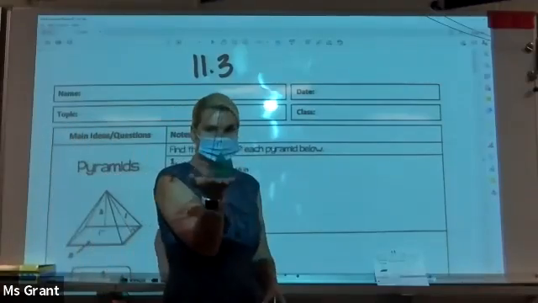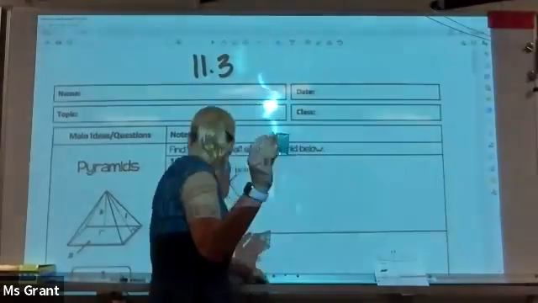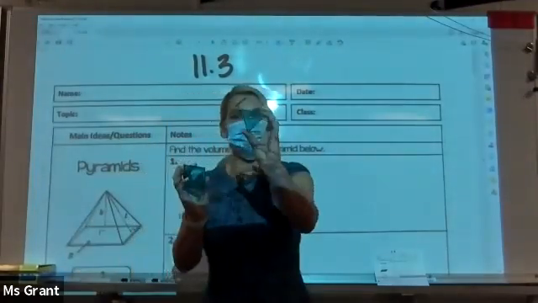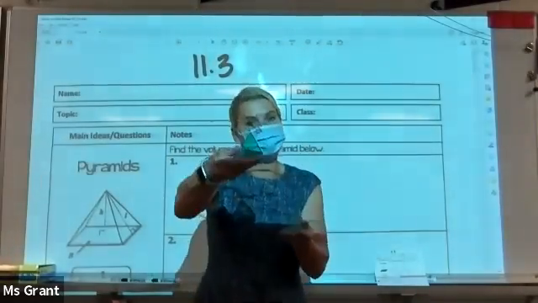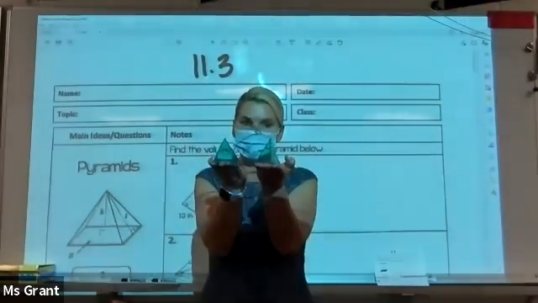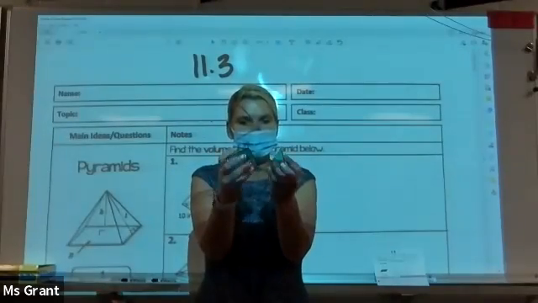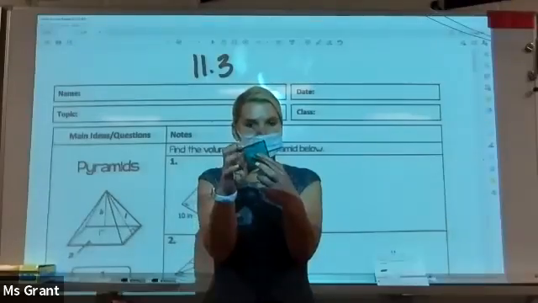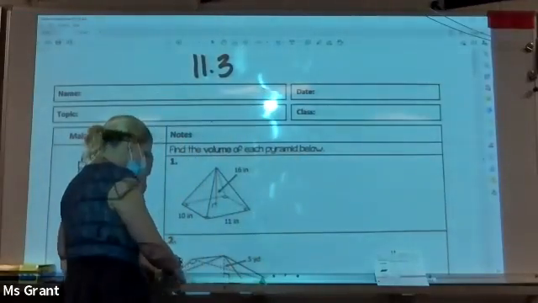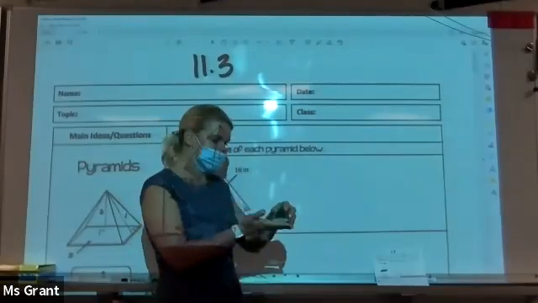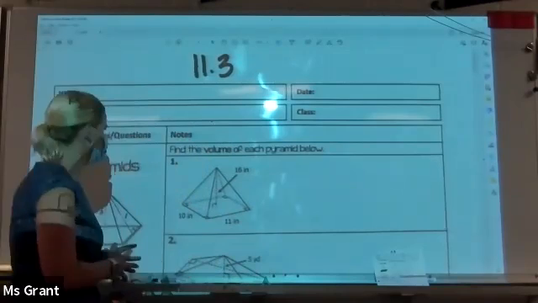A square pyramid has a square base, and then a triangular pyramid has a triangle base. So it matters how tall this pyramid is, right? It also matters what's on the bottom, that there is a square. So we're looking at triangular pyramids, square pyramids, cones, okay? So here we go.